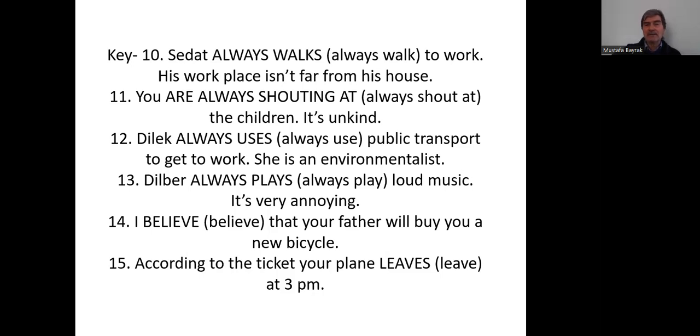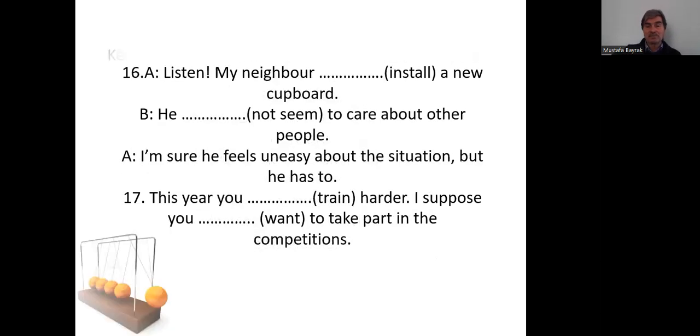I believe that your father will buy you a new bicycle. This is my belief. This state of mind. According to the ticket, your plane leaves at 3 p.m. Yes, you know this because of scheduled events, because of a program. According to your ticket, your plane leaves at 3 p.m.